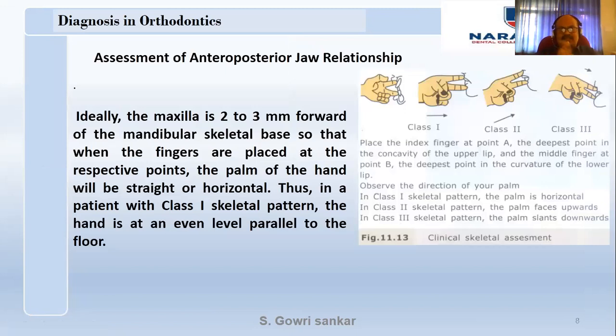Now comes the anterior-posterior jaw relationships. What we are talking about, class 1, class 2 and class 3 conditions, relates to the relationship between the maxilla and mandible. Ideally, the maxilla is 2 to 3 millimeters forward of the mandibular skeletal base.